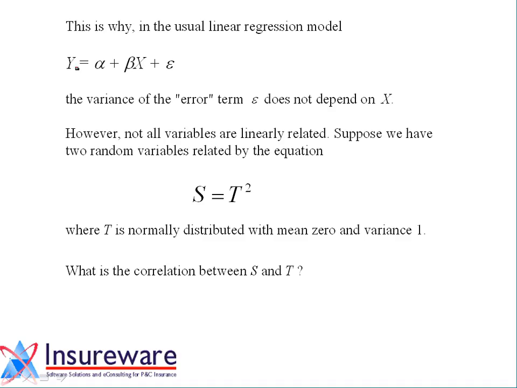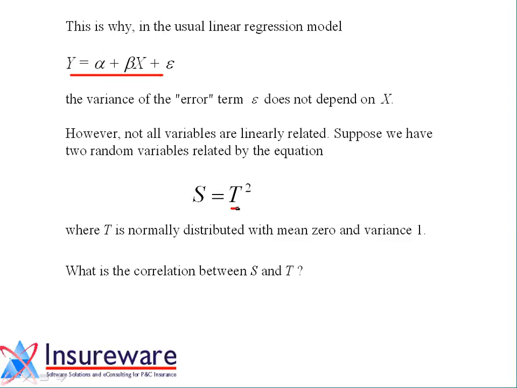So here's a question. This is why, in the usual linear model, y equals alpha plus beta x, the expectation of y is alpha plus beta x, and the variance of y, which is the same as the variance of the error term, is independent of x, just a constant.